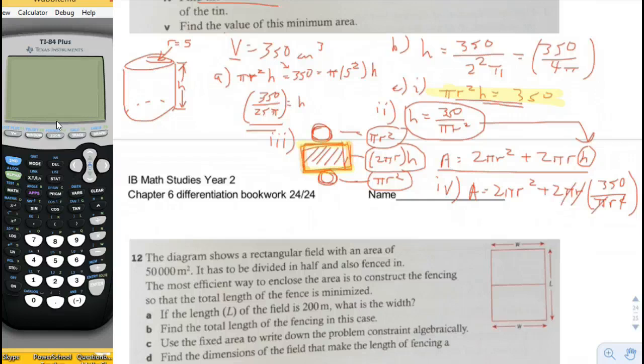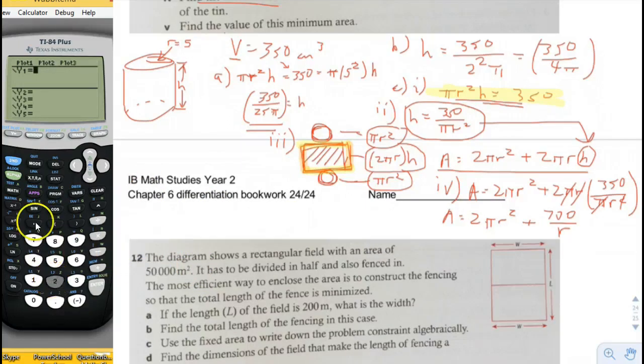Cancel out the pi's, and then we end up with area equals 2 pi r squared plus 2 times 350, which is 700, divided by r. And now we can use the calculator and figure out when this area is minimized. So we're going to put the equation A equals 2 pi r squared plus 700 divided by r. A is going to be y1. R is going to be x.